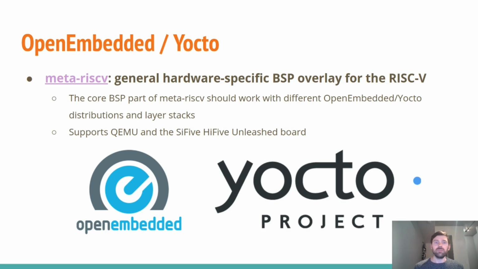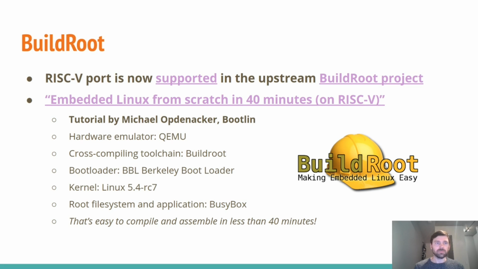And if you don't need a full general Linux distro, there's also support for RISC-V in OpenEmbedded and the Yocto Project through the meta-riscv layer. There's also support in Buildroot as well, and if you want to go through it, there's a great tutorial from Michael at Bootlin on how to build an embedded Linux system from scratch in 40 minutes using Buildroot.